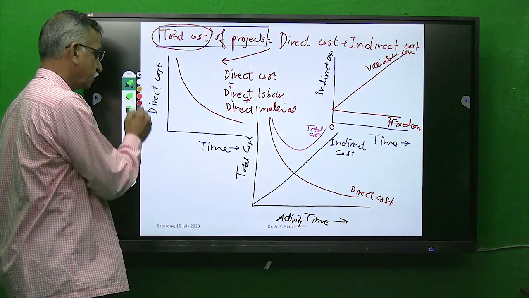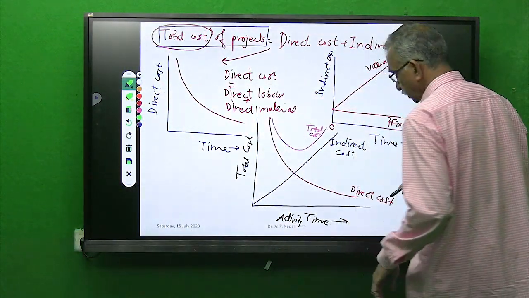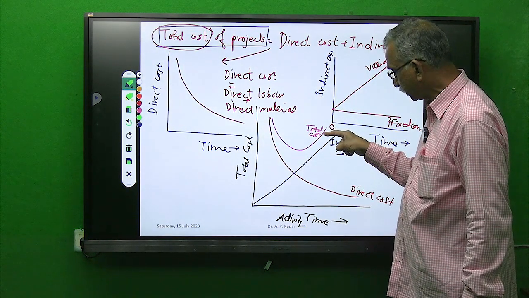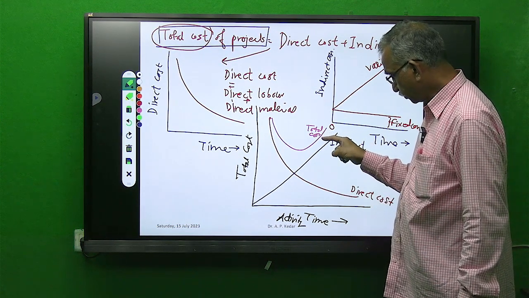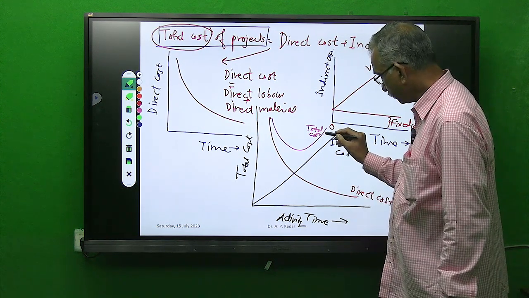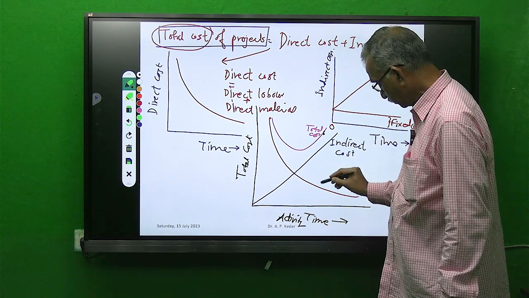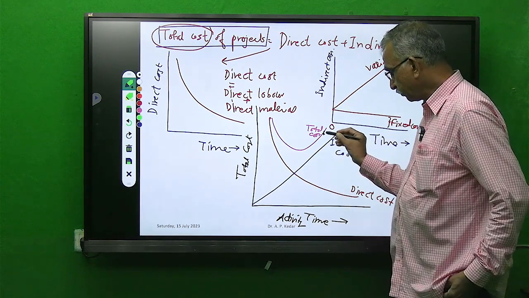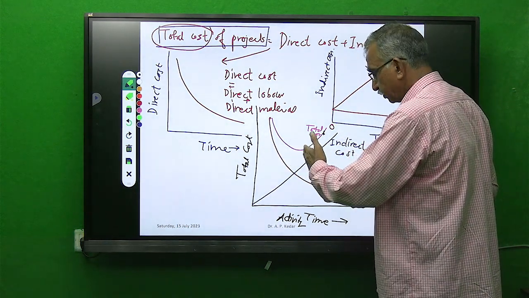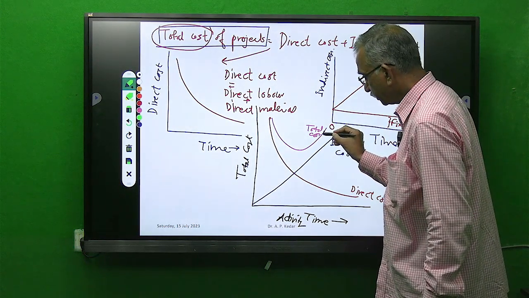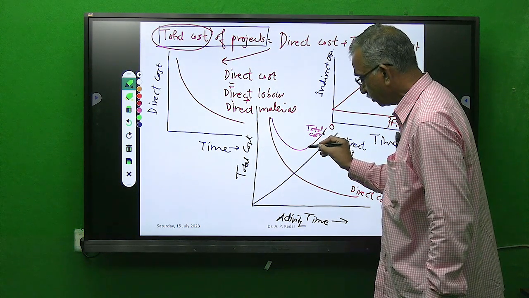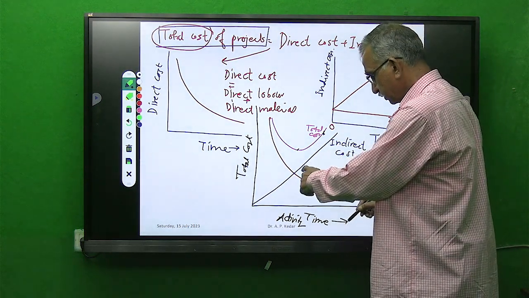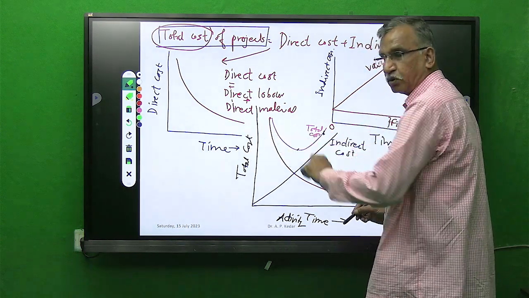Now you focus your attention on this curve. Here, suppose I think of this point, for this point the corresponding time will be this and total cost will be this. Here if I move in the backward direction towards the left, you can see it is gradually going down, and at this point it is minimum total cost.